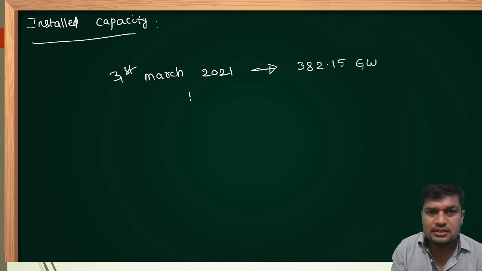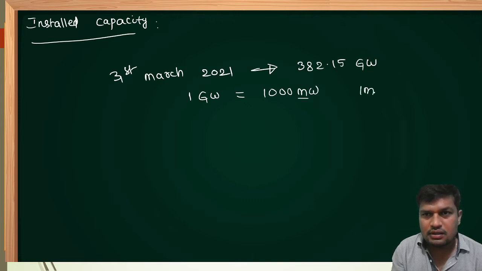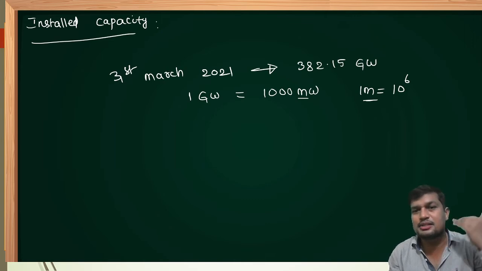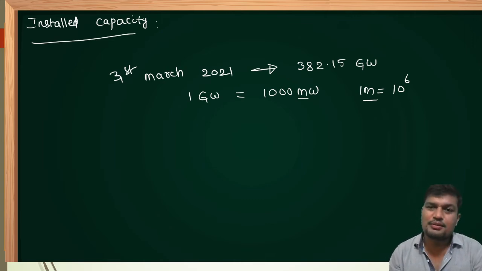You know, dear friends, 1 gigawatt of electrical power is equivalent to 1000 megawatts. And also you know, 1 mega is equal to 10 lakhs, or 10 power 6. In the Telugu film industry, Chiranjeevi is one of the megastars. As he became more popular, that's why he got the name megastar. Mega means big. Like that, in power system, mega is also a big value, which is 10 power 6.